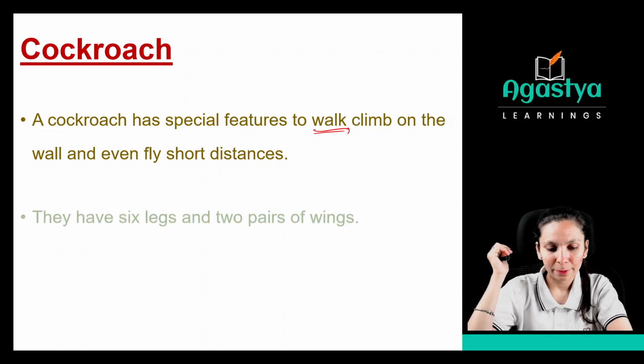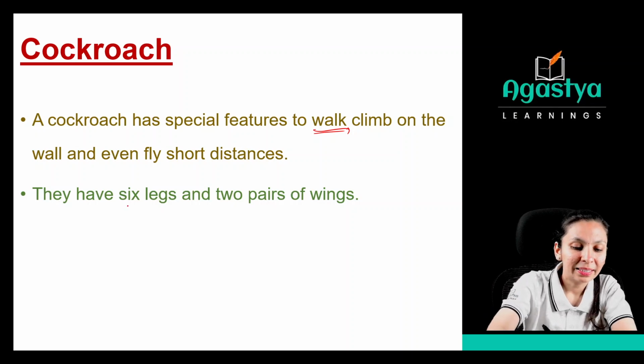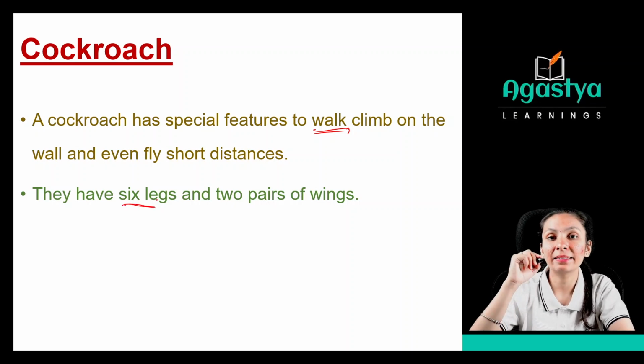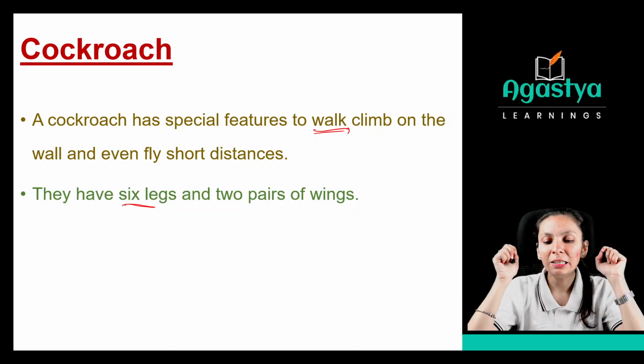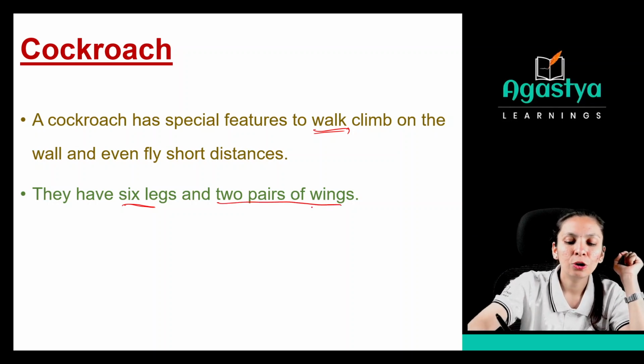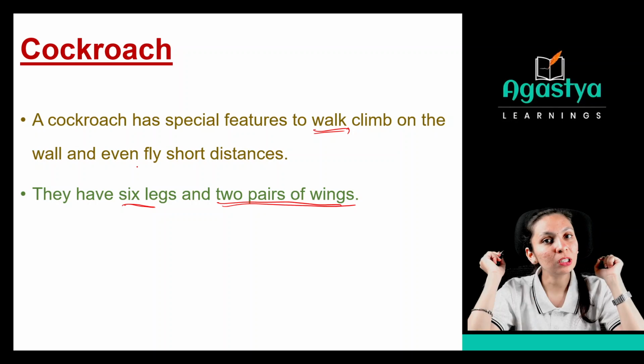Yes, let's discuss. For walking and climbing, they have 6 legs, or you can say 3 pairs of legs. And for flying, they have 2 pairs of wings. Clear? So you can say 6 legs and 4 wings.